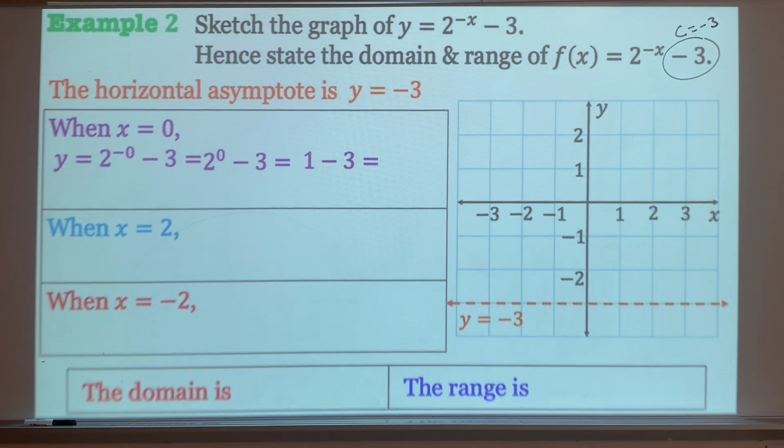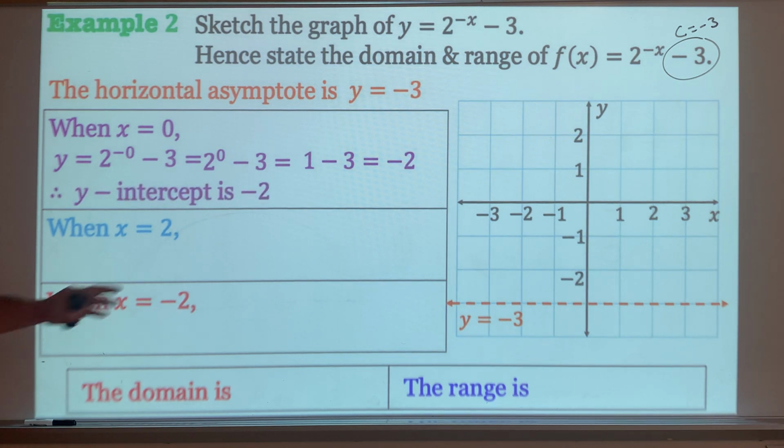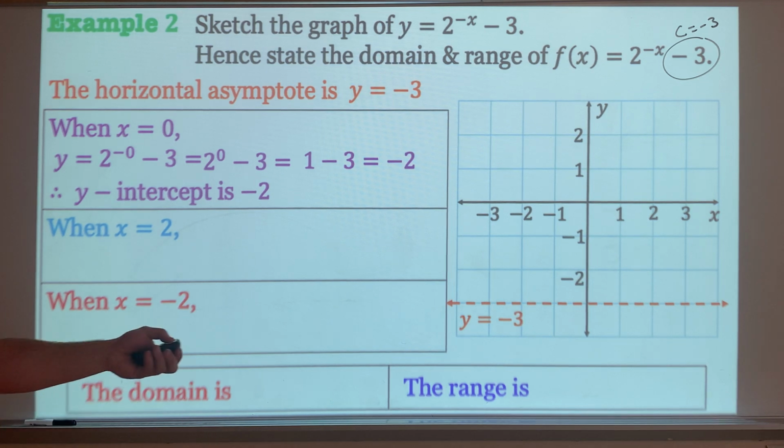I did the extra step there; you didn't really need to do it. 1 minus 3 is -2. So -2 is going to be my what then? That's my y-intercept. So put your y-intercept at -2. That's the point (0, -2). You all good? So now we've got our y-intercept. Now what are we going to do?